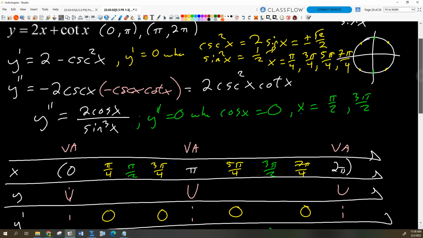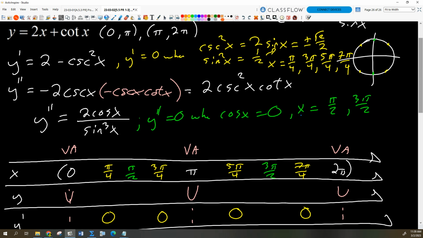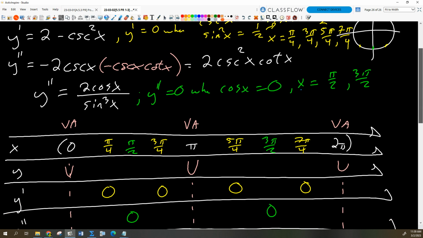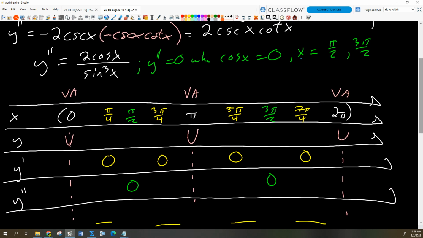So if this is our second derivative, that'd be a convenient way to look at it. Cosine over sine cubed. So what's the sign of that going to be at pi fourths? Well, at pi fourths, cosine is positive and sine is positive. So the second derivative is positive. What about 3/4 pi? That's quadrant 2. Cosine is negative, sine is positive. Negative, right? What about 5/4 pi? That's quadrant 3. Both are negative, and sine is being cubed, right? So that makes negative over negative, which is positive.